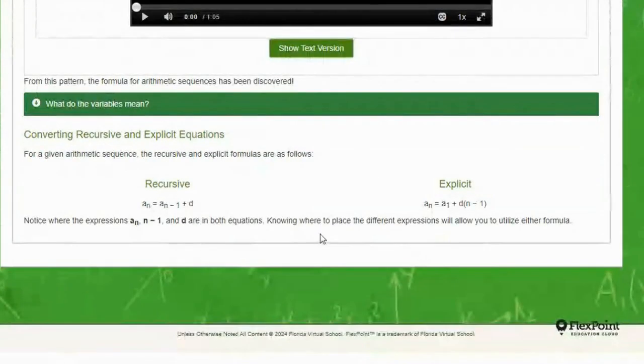So here are the two formulas, recursive and explicit. This is what you should have in your notes, or print this page off, or however you're taking notes. But the important thing to know is a sub n means whichever term you're looking for. If you want the 11th term, then it's a sub 11. If you want the 20th term, it's a sub 20. N minus 1 is just the same number minus 1, and then d is the common difference.